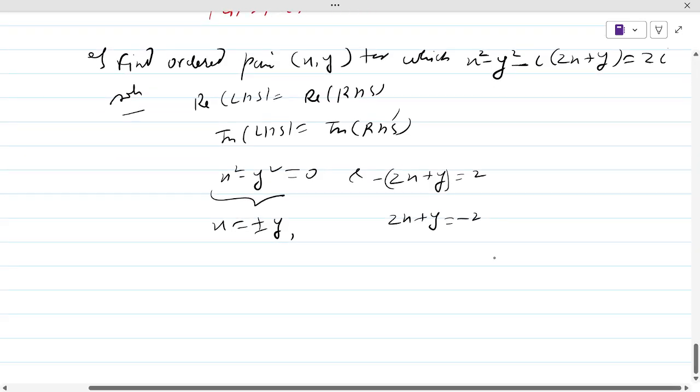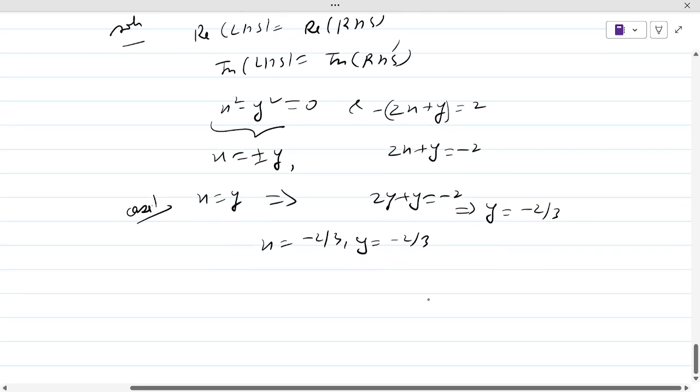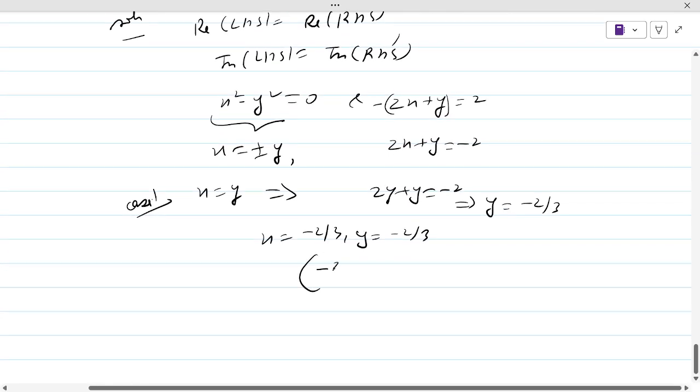So we can take case 1, that x is equal to y. If x is equal to y, I will get 2y plus y is equal to minus 2. Hence 3y is minus 2, so y is minus 2 upon 3, and similarly x also. So in this case x is minus 2 by 3 and y is minus 2 by 3. So in case 1 the ordered pair is (minus 2 by 3, minus 2 by 3).